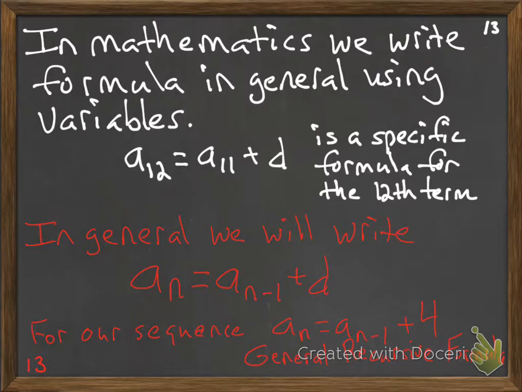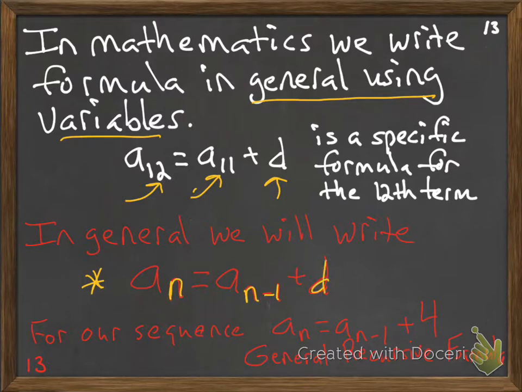On this slide, though, in mathematics, we write a formula in general using variables. So we have the subscript 12, the subscript 11, and then we have the d for the common difference. So that would be a general formula for the 12th term of the arithmetic sequence that we're talking about. Now, in super general terms, notice how we use the n and the n minus 1 and the d here. And that would be just the general recursive formula for all sequences. For our specific sequence, we would put in that common difference, which was the plus 4.